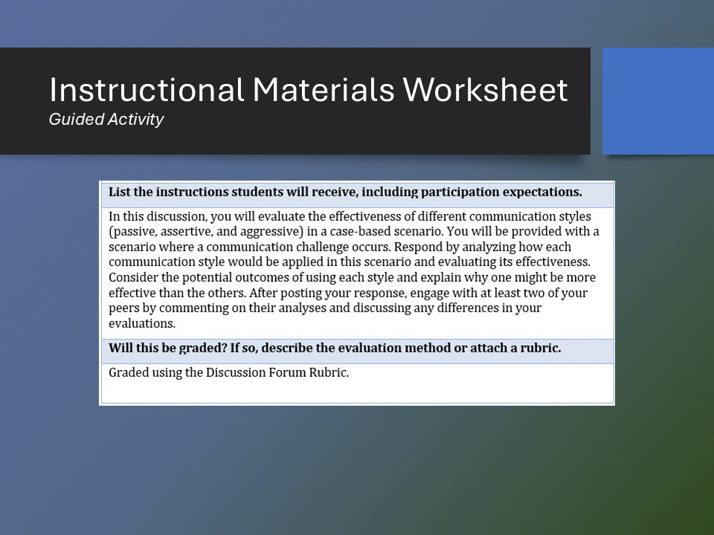Determine how the activity will be graded. Will you use a rubric, a checklist, or some other method to assess student performance? This is essential for transparency. Clearly explaining the grading criteria helps students understand what they will be evaluated on and how they can succeed in the activity. It also ensures that the evaluation is fair and aligned with the learning goals of the activity.